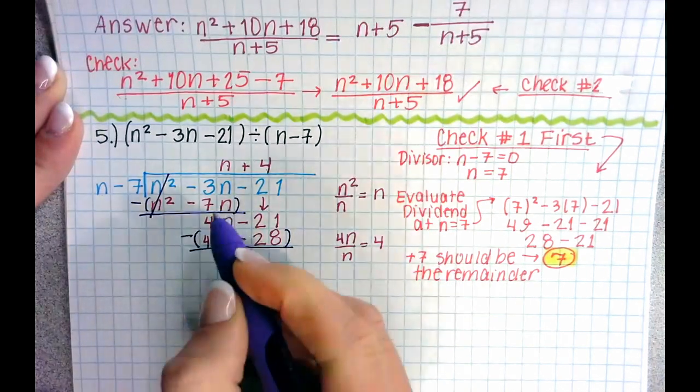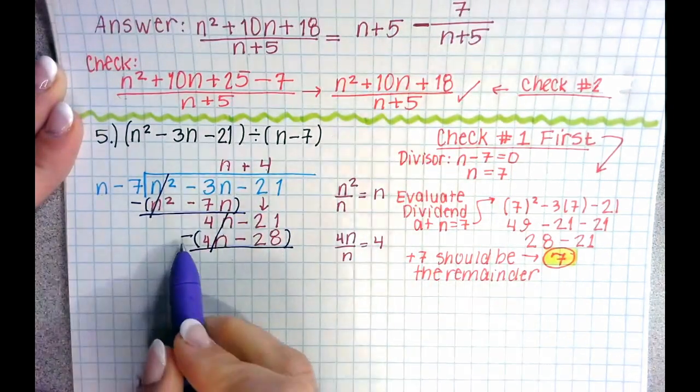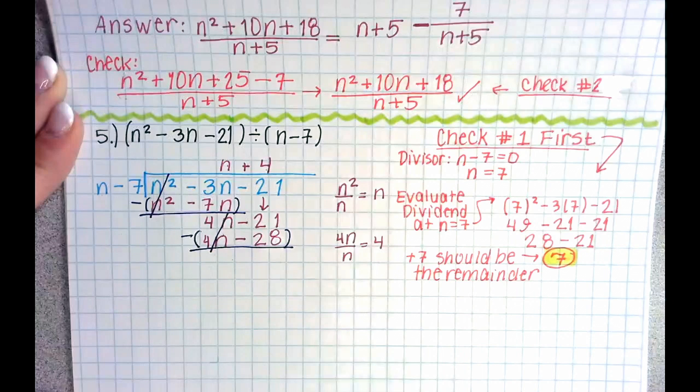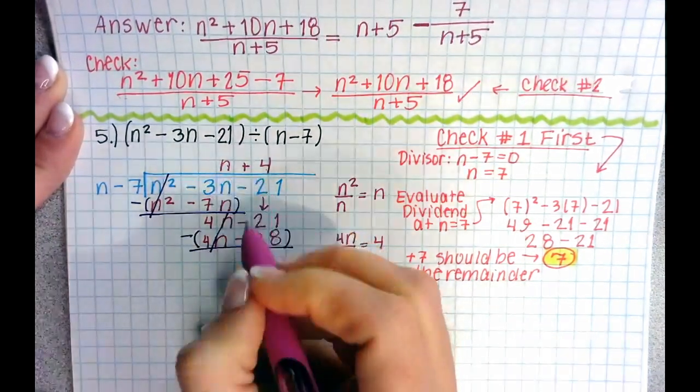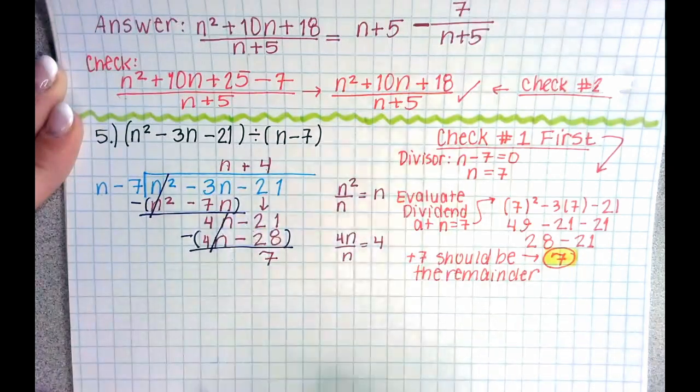Parentheses, minus sign, underline, cancel. Minus a negative, well, that becomes plus. Negative 21 plus 28 is positive 7. So we're in good shape.